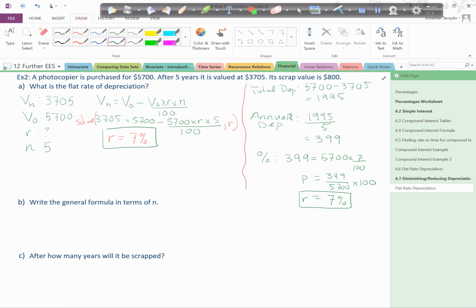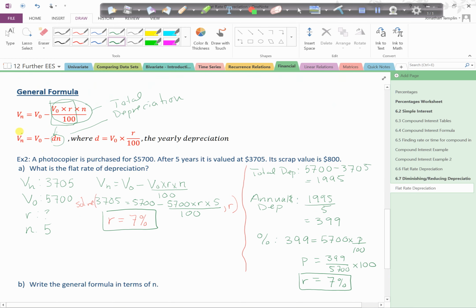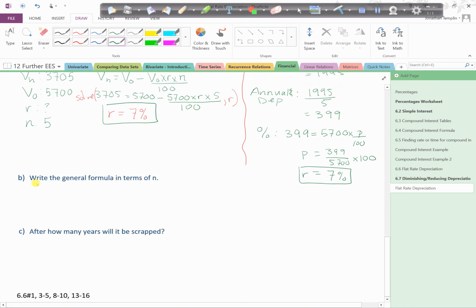Now, I want to write the general formula in terms of n. So basically what I'd really like is to have a formula that looks like this, where I've got numbers filled in for V0 and for D. So I want Vn equals V0 minus Dn. I'd like to put a number in for V0 and a number in for D. Well, I know what V0 is. It was initially worth 5,700. So that means I need to figure out what my annual depreciation is.